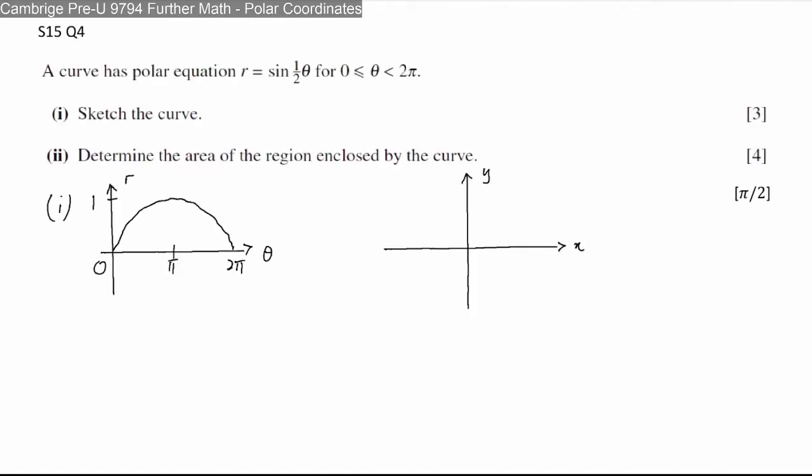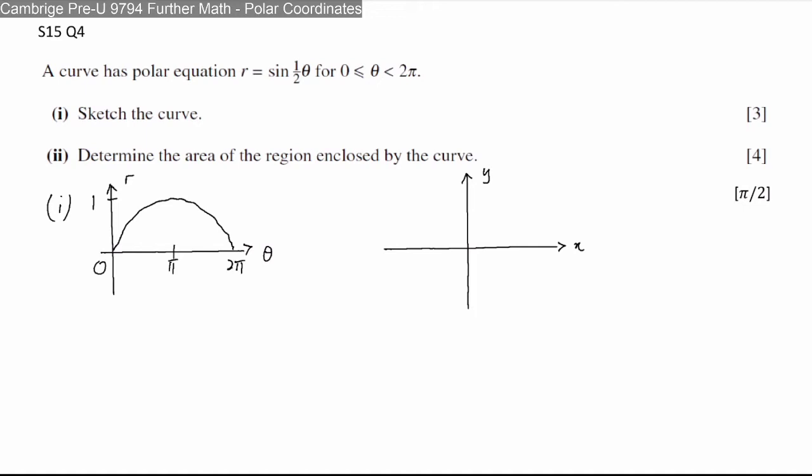Next one is from summer 15, question 4. So for this, we have r equals sine half theta, and we're supposed to sketch this curve. This curve is not difficult to do actually. So we can sketch out the curve for r equals sine half theta first.